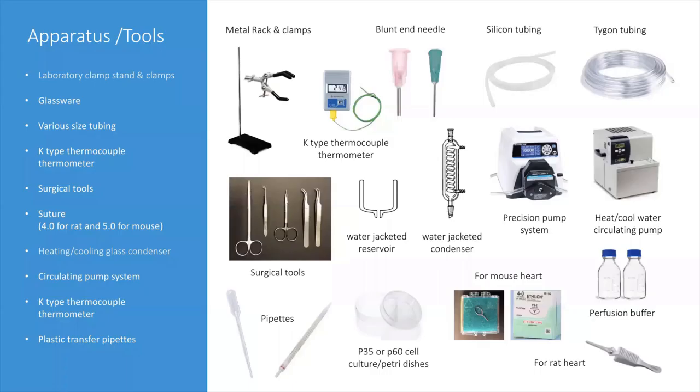Shown here are the essential equipment or tools you need to set up a Langendorff perfusion system for myocyte isolation. First, you need to find a stable stand and various clamps in order to set up the system. You will need a water jacket condenser, temperature control water circulator, circulating pump, etc. Silicone and Tygon tubings and blunt end needles, which I will describe in more detail in later slides. This is the grocery list of stuff you need to build a perfusion system from scratch. If you don't have some of those lying around in your laboratory, you can easily find them from companies such as Fisher Scientific or VWR.